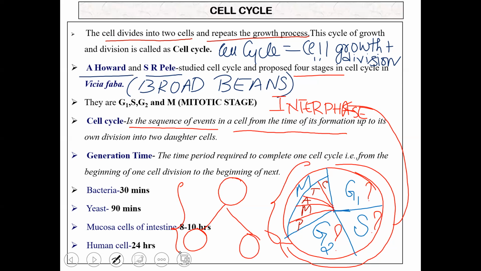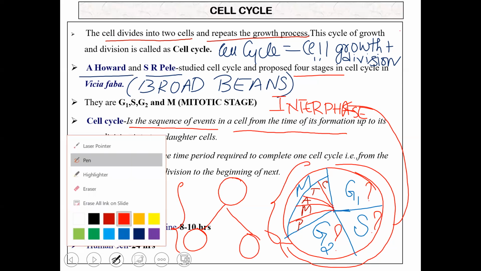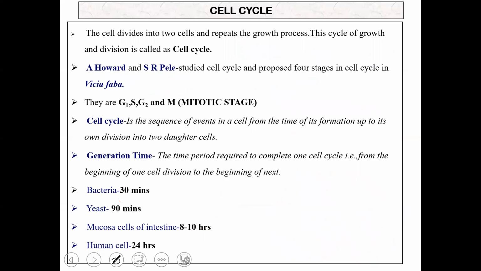Now, the time duration for the cell cycle goes on varying from one organism to another organism. Now we shall look into the duration with respect to each organism, and how much time our cells, the human body, take to complete one single cell cycle. So we look into the generation time now. The generation time is the period required to complete one cell cycle, that is from beginning of one cell division to the next cell division.